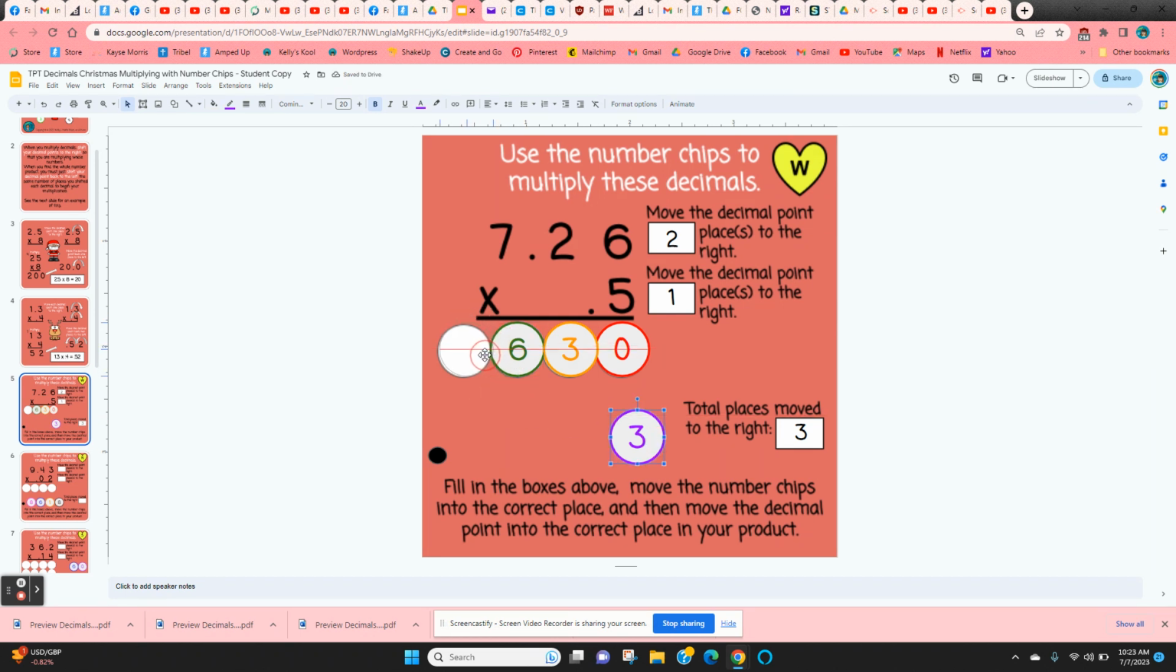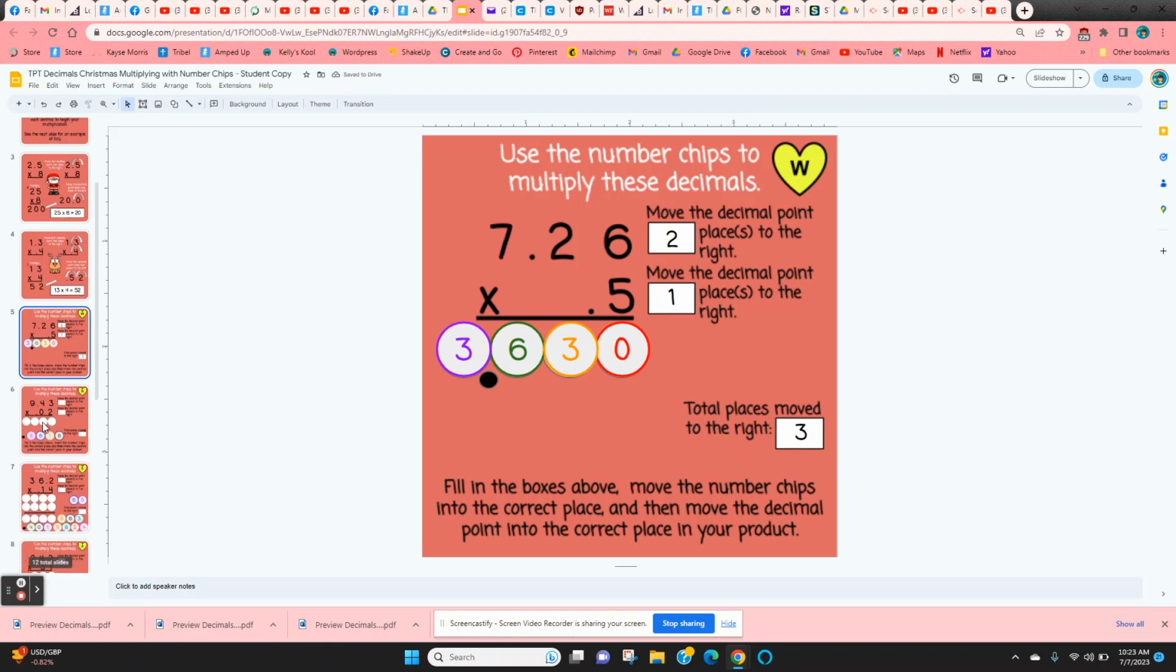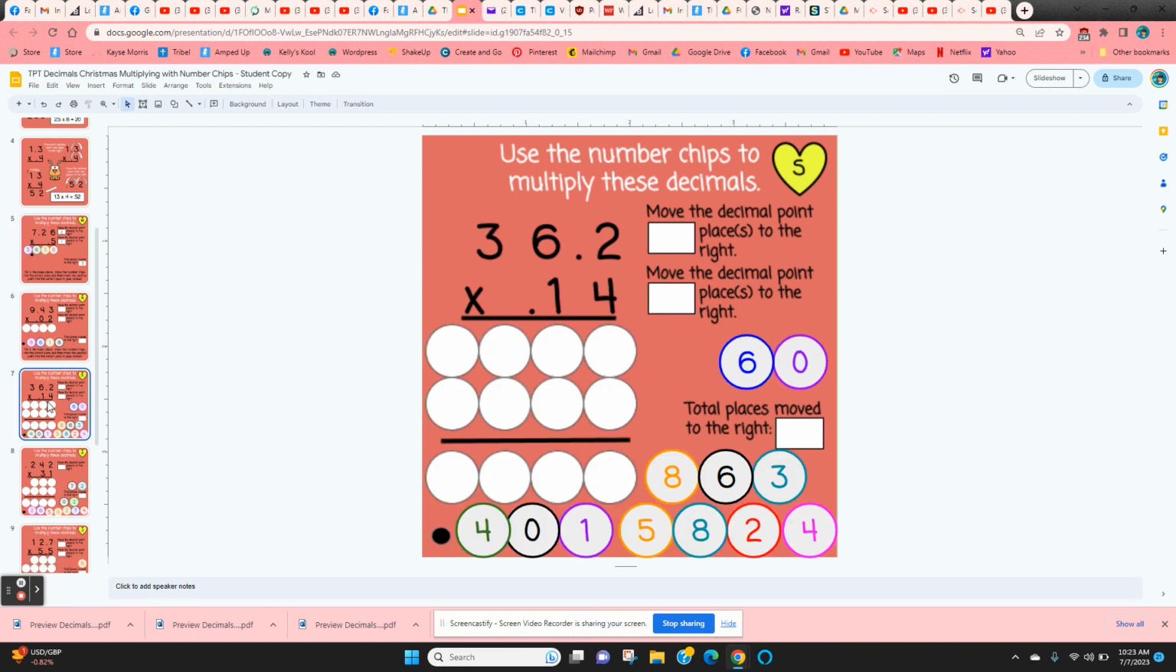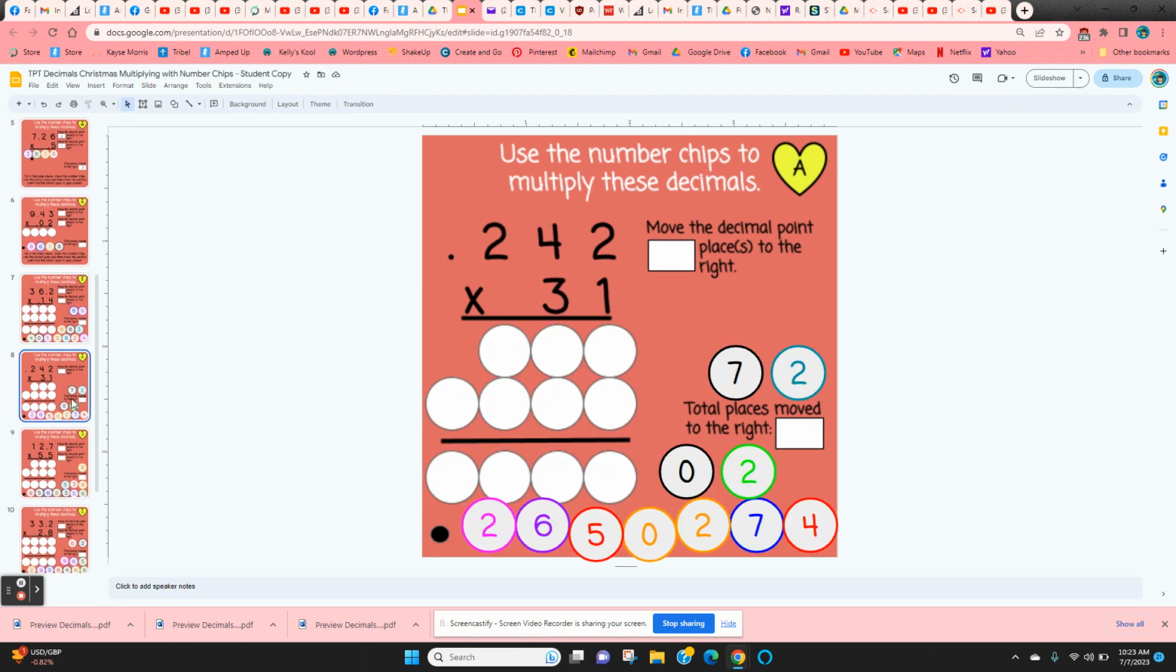Now we know that we have to move that decimal point back 3 places. So we're going to start at the right, and we're going to count 1, 2, 3, and there's where the decimal point goes in the answer. Now they have several problems to solve. They get a little bit more complicated as they go.